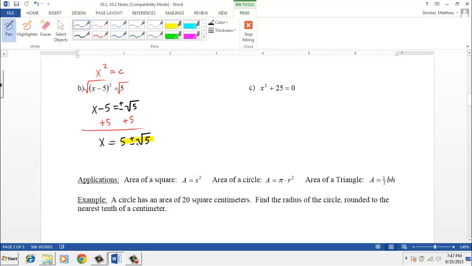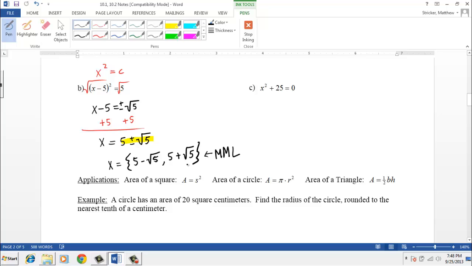You could leave the answer like this, or you could write the answer as 5 minus root 5 and 5 plus root 5. And I think actually my math lab will ask for this format. So you should be familiar with being able to write your two answers like this as well.